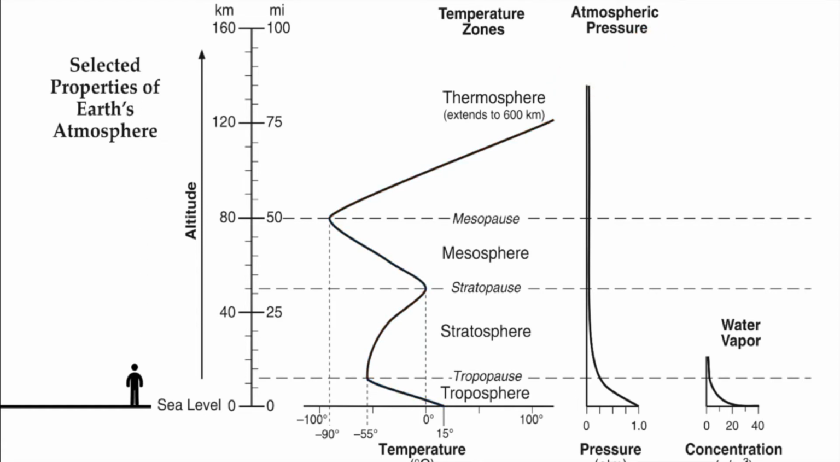From this chart, we can also tell how the air pressure changes, and as you can imagine, as you go up through the atmosphere, there's less and less air, and so that pressure drops off steadily with altitude. Similarly, as you go up, the water vapor concentration changes. It gets much less as you go up through the troposphere. In fact, above the tropopause, there is virtually zero water vapor.